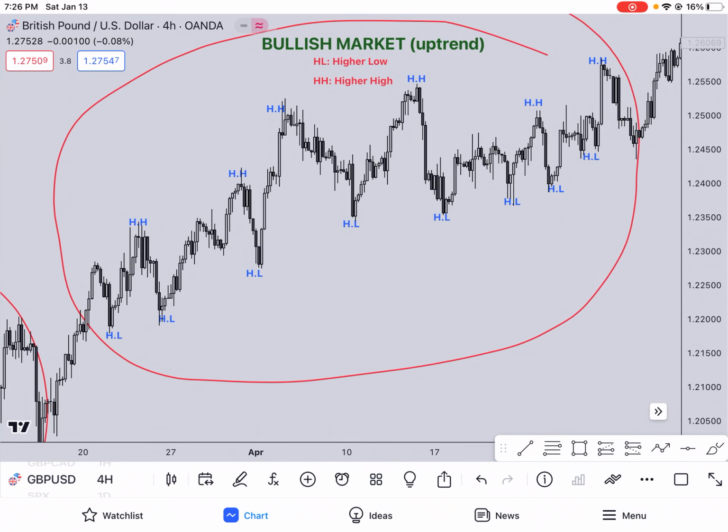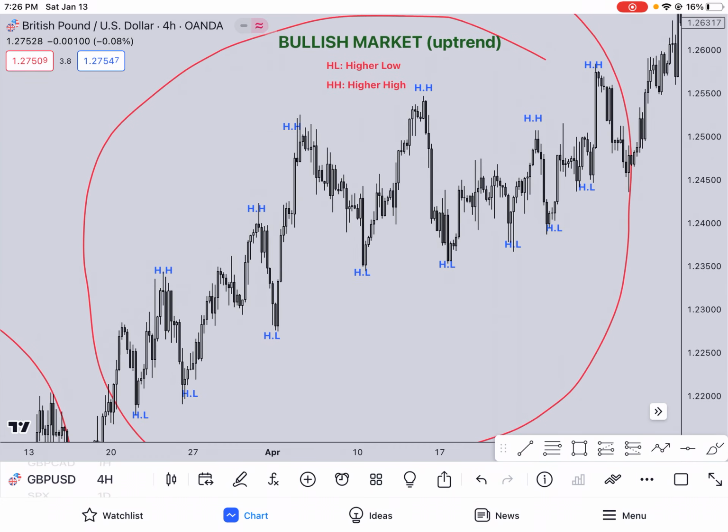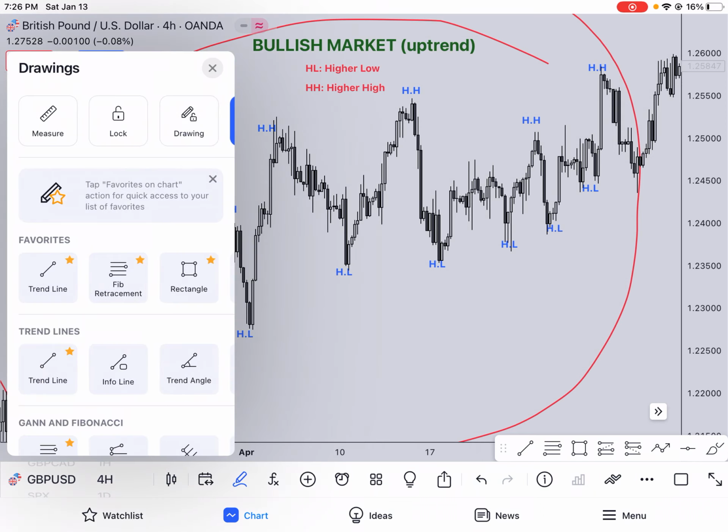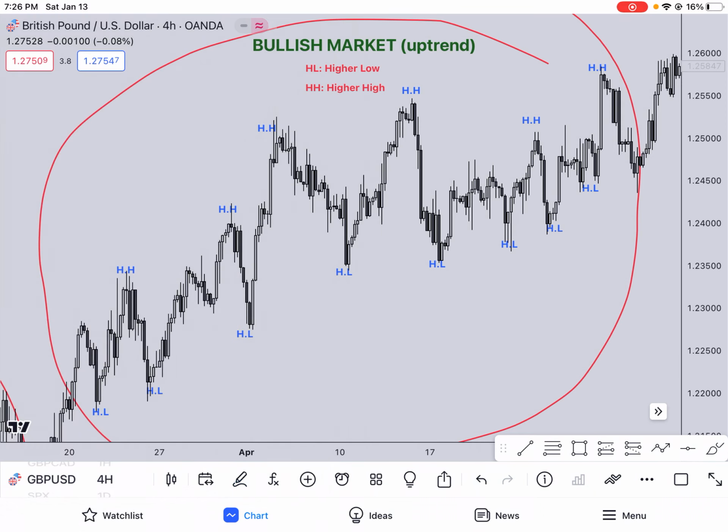The first thing you are seeing on the screen right now is the bullish market. I told us that the bullish market has a combination of higher highs and higher lows, meaning that the market is having a series of higher highs and then higher lows. I want to explain.